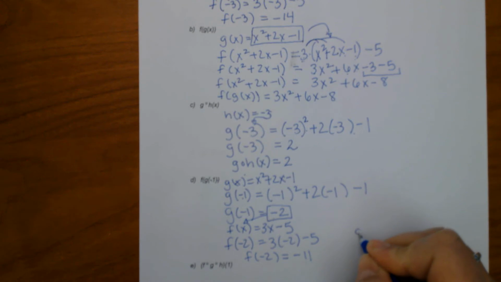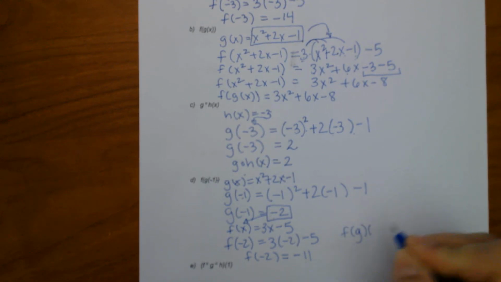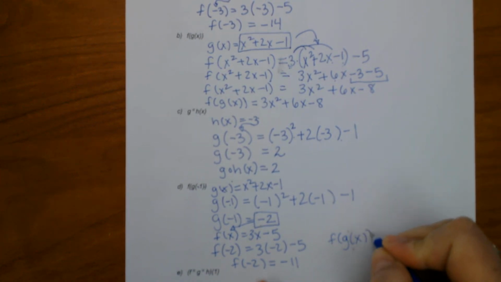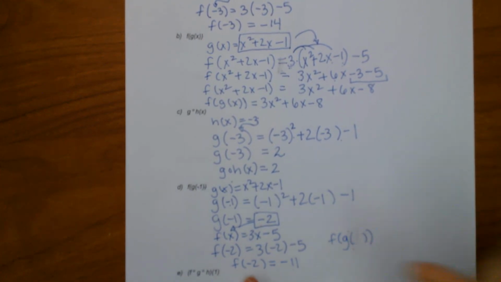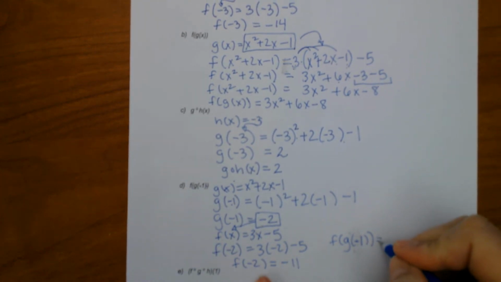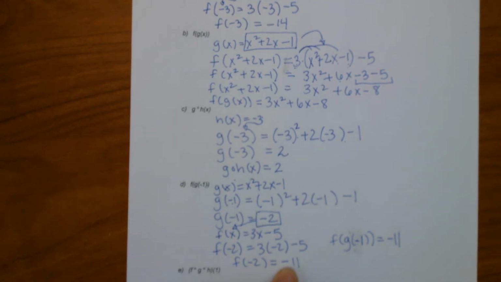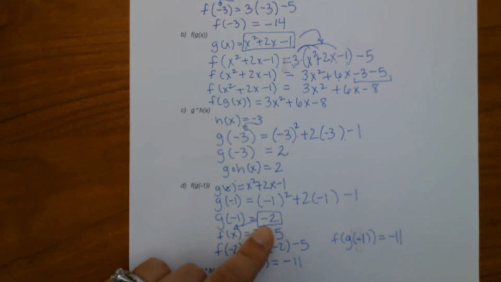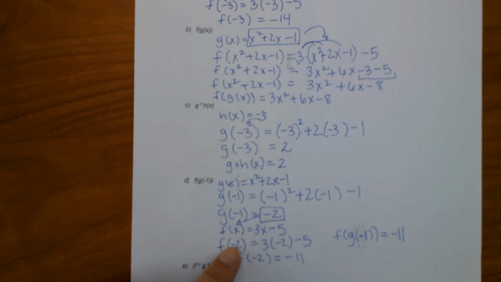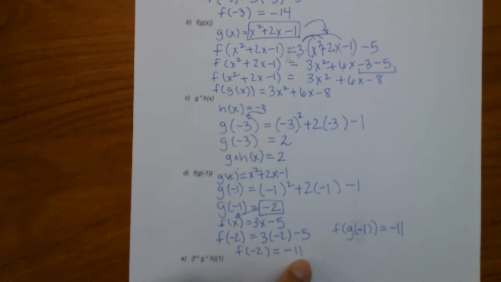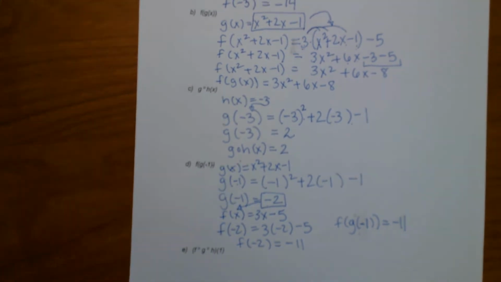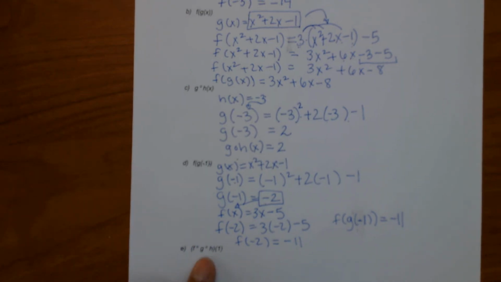So just to rewrite it in that nice mathematical way, f of g of, sorry, messing up a little bit, -1. So f of g of -1 equals, what's my final answer? -11. Input -1, got out -2. Input -2, got out -11. Hopefully you're following the pattern.